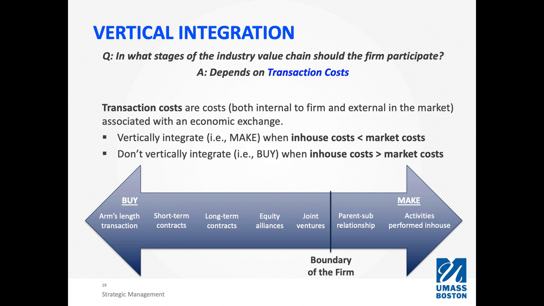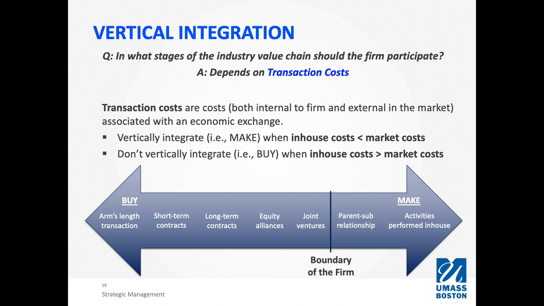Okay. Activities performed in-house are pretty straightforward. I think you all understand what making something in-house is. A parent-sub relationship is when a parent company creates a separate subsidiary to make the product or do the service that the parent company needs, and the subsidiary is owned by the parent, but it is legally a separate entity for liability purposes. Okay. Then there are joint ventures, in which two or more companies own equal shares in a third company that produces the product or service.